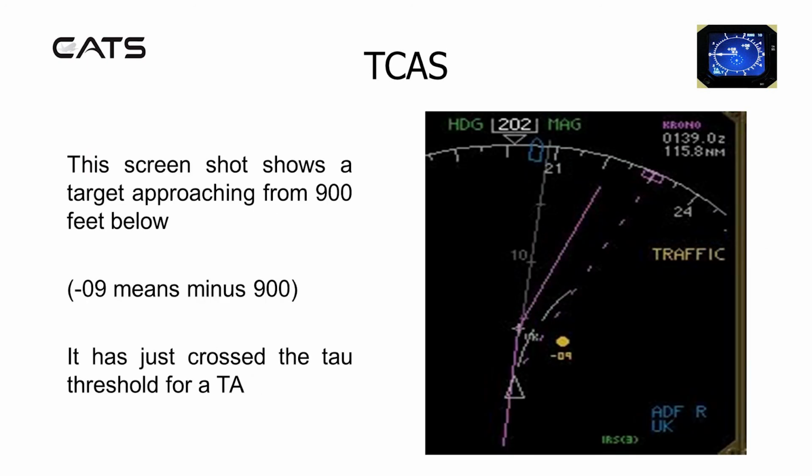This screenshot shows a target approaching from 900 feet below. -09 means -900. It has just crossed the TOW threshold for a TA.